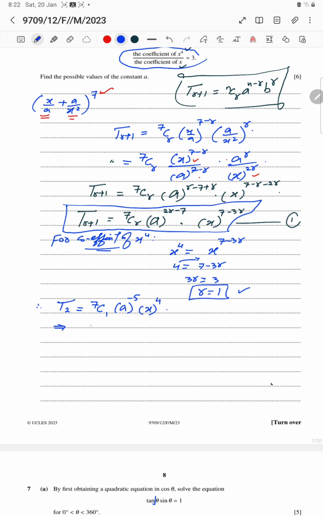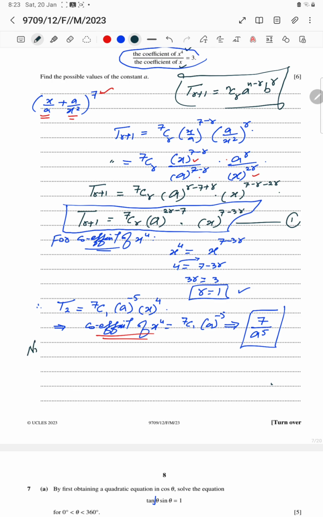That implies the coefficient of x^4 is 7C1 a raised to power minus 5, or with the help of calculator, 7C1 becomes 7, and a^(-5) comes in the denominator. We get this thing as the coefficient of x^4. Similarly, we need to proceed for the coefficient of x from equation 1.